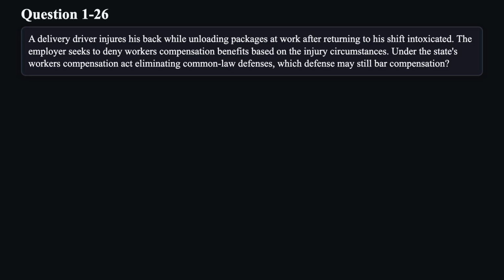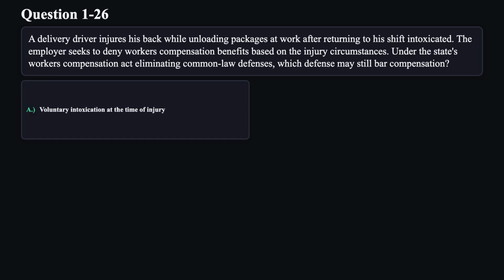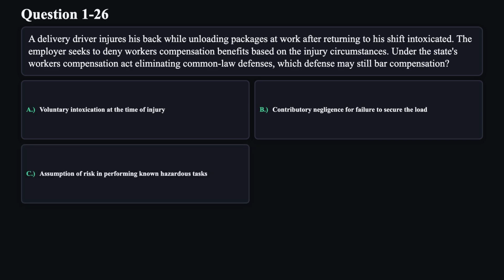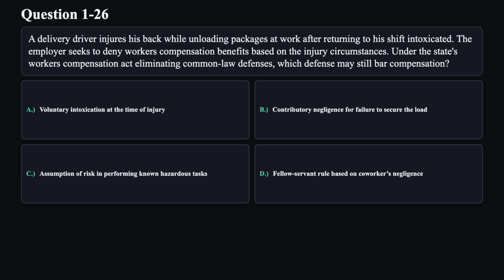Question 26. A delivery driver injures his back while unloading packages at work after returning to his shift intoxicated. The employer seeks to deny workers compensation benefits based on the injury circumstances. Under the state's Workers' Compensation Act eliminating common law defenses, which defense may still bar compensation? A. Voluntary intoxication at the time of injury. B. Contributory negligence for failure to secure the load. C. Assumption of risk in performing known hazardous tasks. D. Fellow servant rule based on coworkers' negligence.